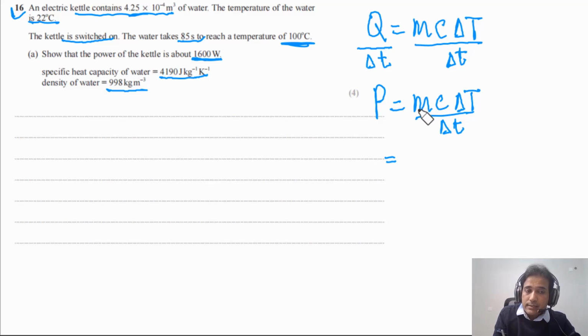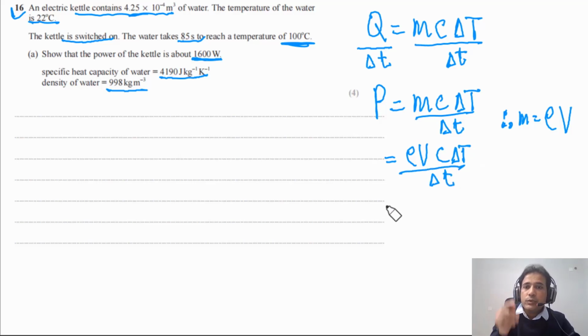But mass is not given to us. So we need to understand that mass is equal to density times volume. So we can plug in the value of mass, and write down mass is equal to density times volume. This is a beautiful way. This is how you need to approach it in a systematic way. So this is delta T and this one is time.